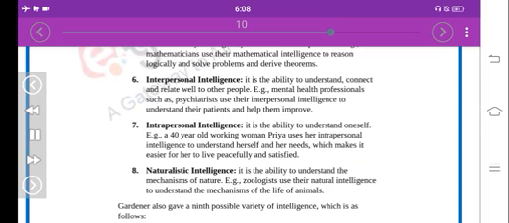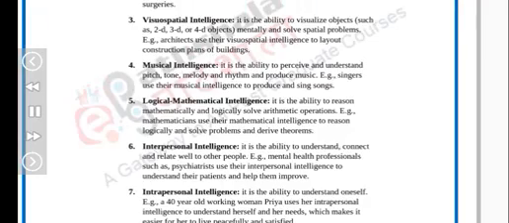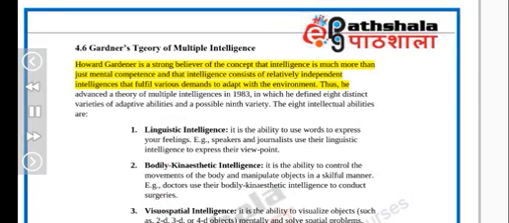4.6 Gardner's theory of multiple intelligences. Howard Gardner is a strong believer of the concept that intelligence is much more than just mental competence and that intelligence consists of relatively independent intelligences that fulfill various demands to adapt with the environment. Thus, he advanced a theory of multiple intelligences in 1983, in which he defined 8 distinct varieties of adaptive abilities and a possible 9th variety.